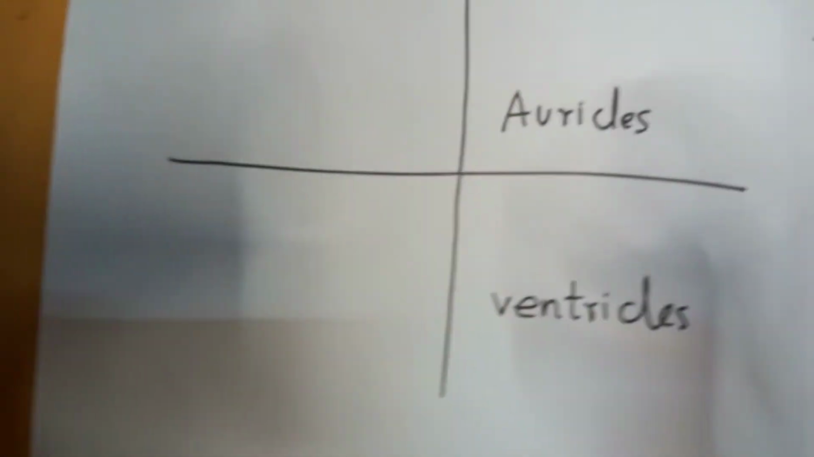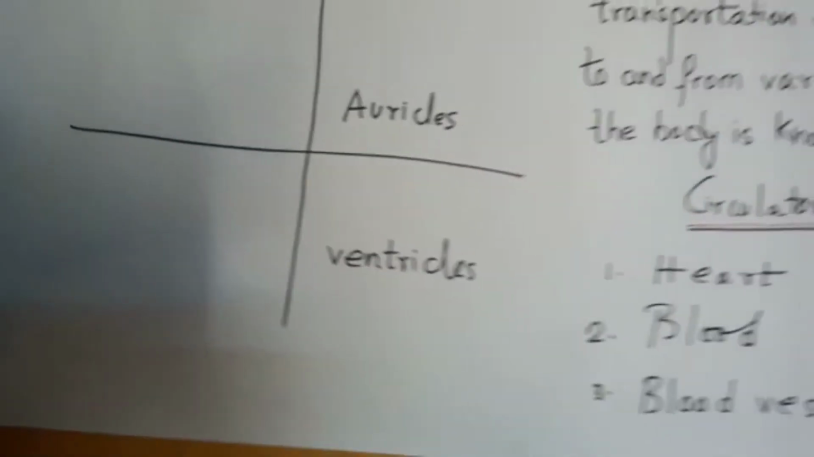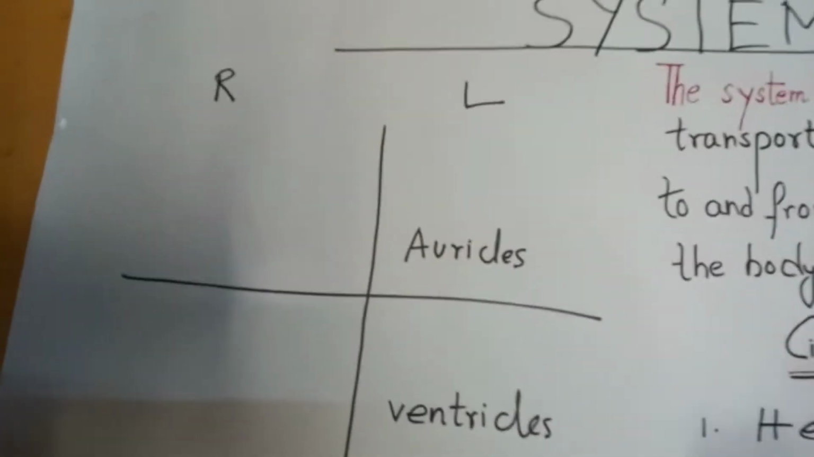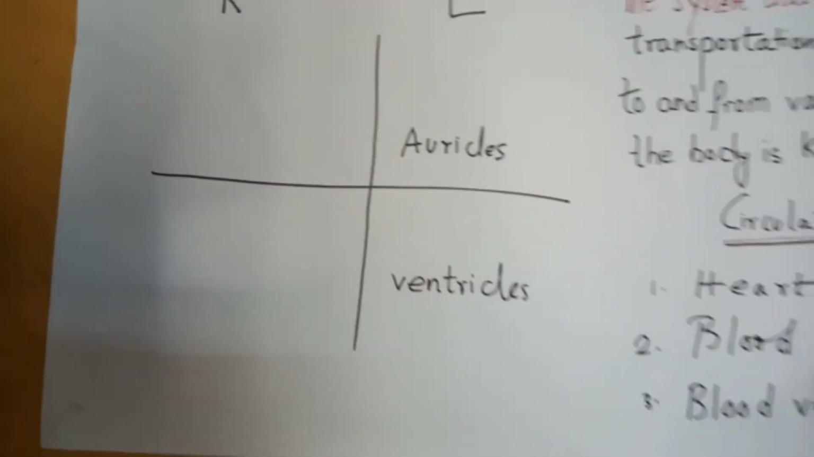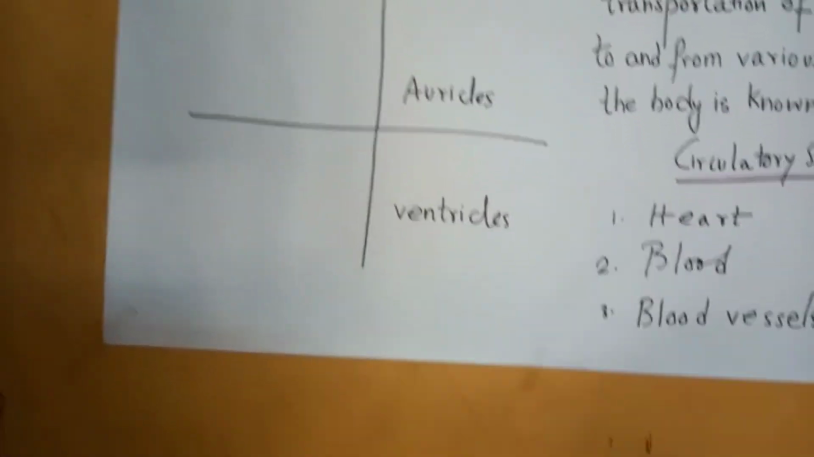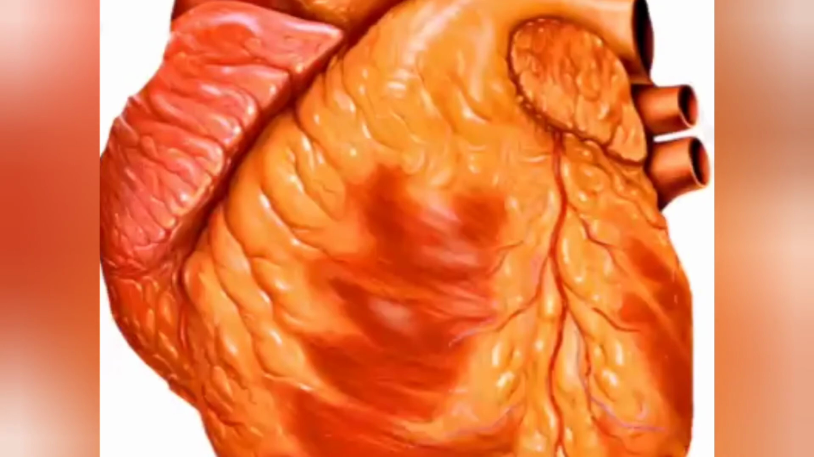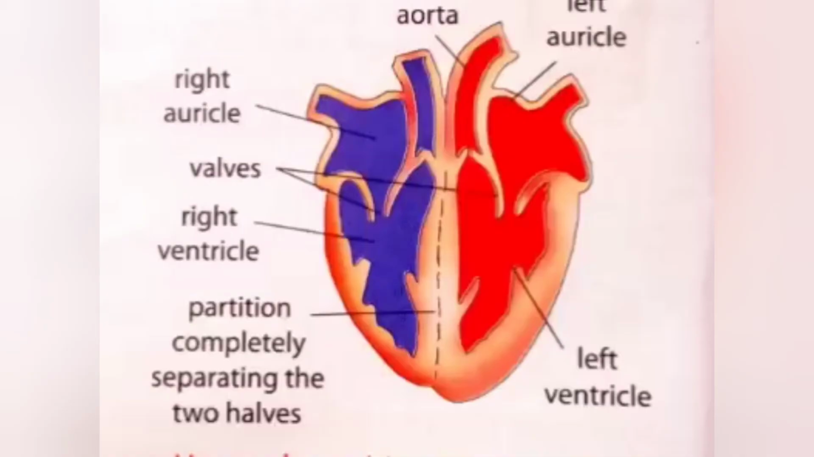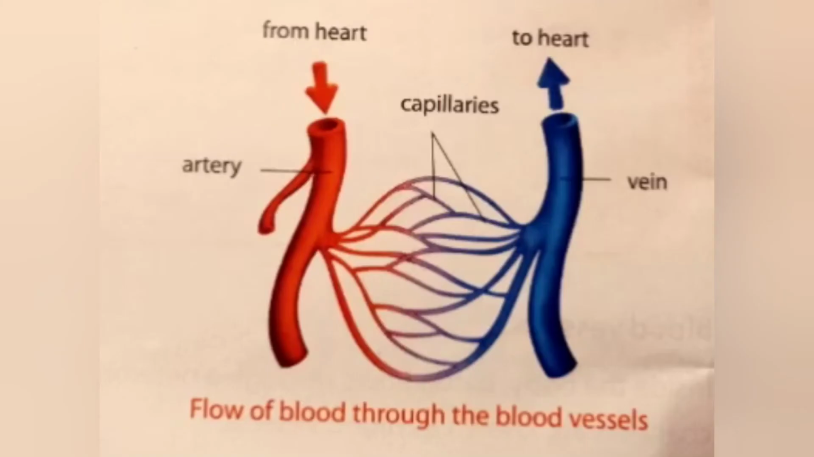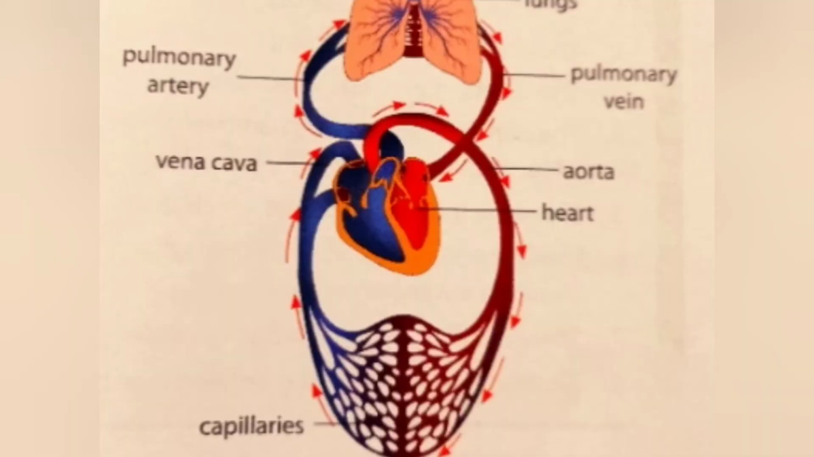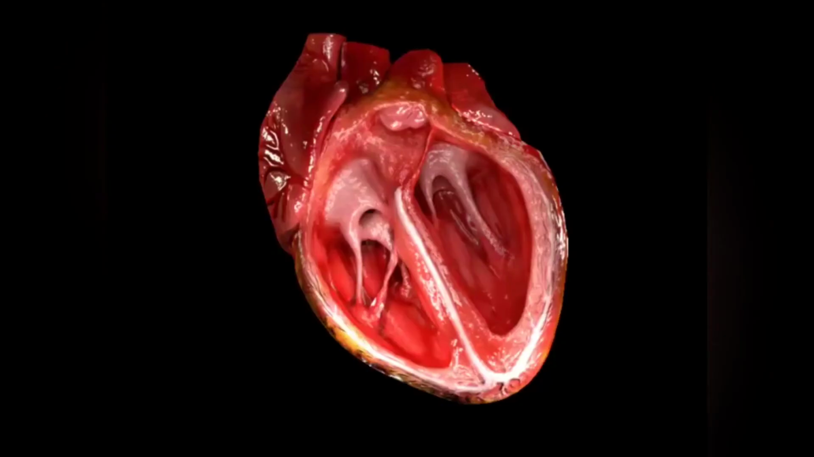The auricles only pump blood to the ventricles, and the ventricles pump blood to the rest of the body. In other words, the auricles receive the blood from the body and the ventricles distribute the blood throughout the body. Also, the heart is divided vertically into two parts by a muscular wall. Each half comprises an auricle and a ventricle divided by a valve. The valves allow the flow of blood in one direction only.